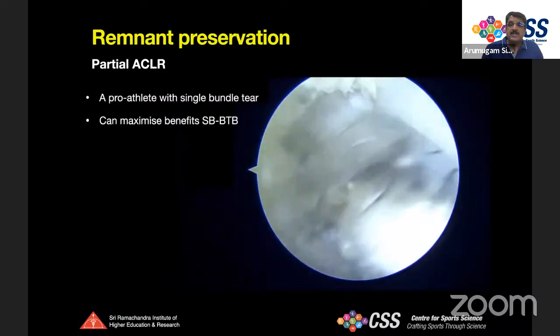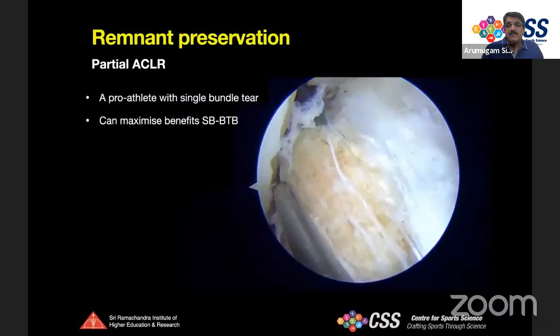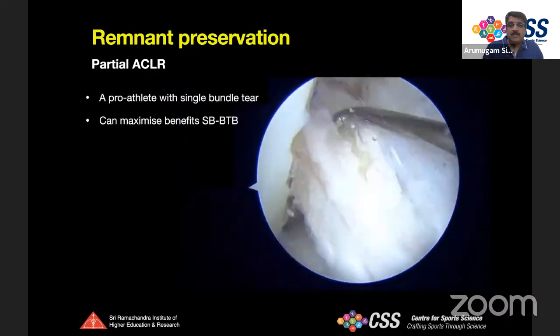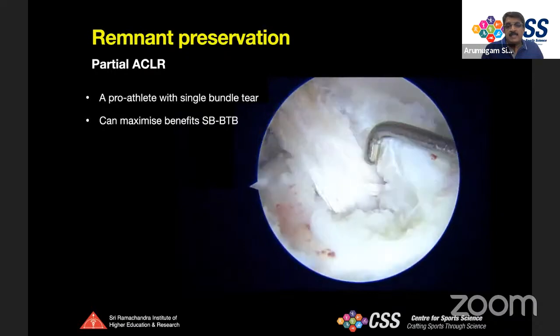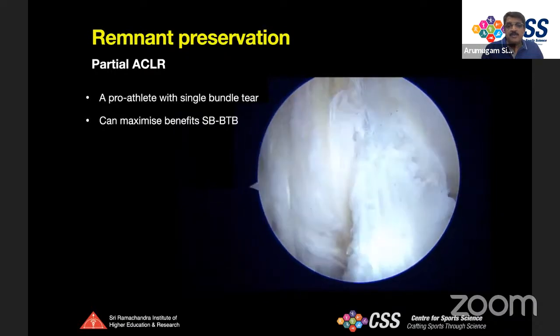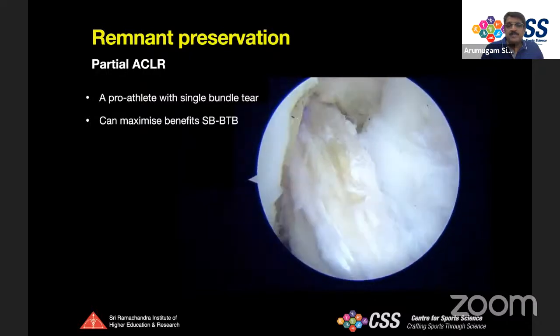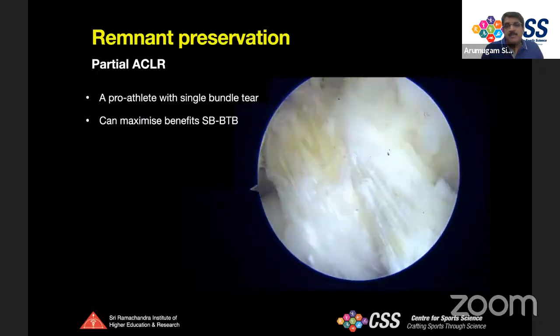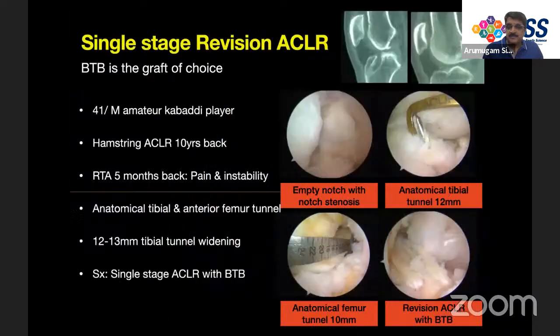Recently, we started using the flexible reamer. That allows the bone plug to go in and be fixed. And at the end, we are able to preserve most of the remnant and the new graft is placed. Here we use the bio screw to fix it. And the revision ACL reconstruction could be single stage with the BTB graft.